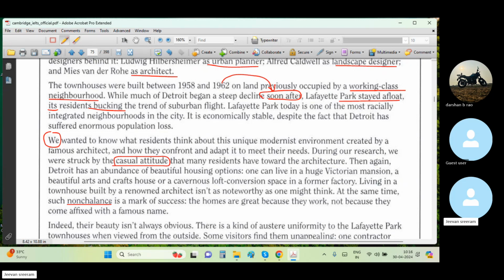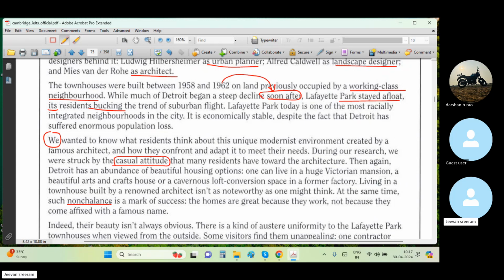The homes are great because they work, not because they come affixed with a famous name. The modernist townhouses are great because they are useful for the people. They are able to reside and they are able to modify them as per their wishes. Such modernist townhouses are fulfilling the requirements of the residents. That's actually a success, not because the townhouses were built by famous names, but because they are fulfilling the residents' needs, not because they were built by great people.